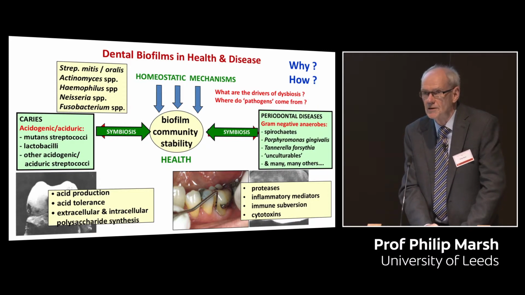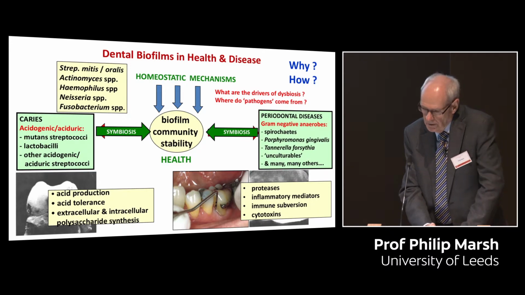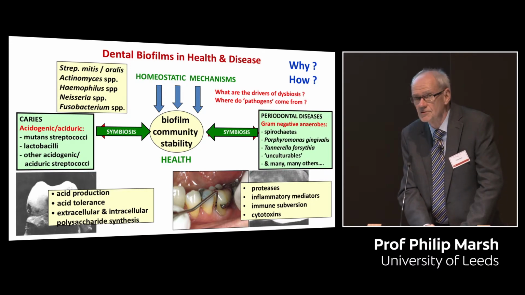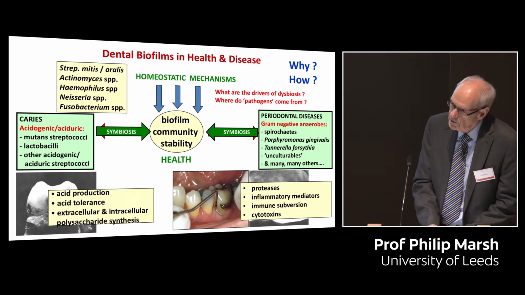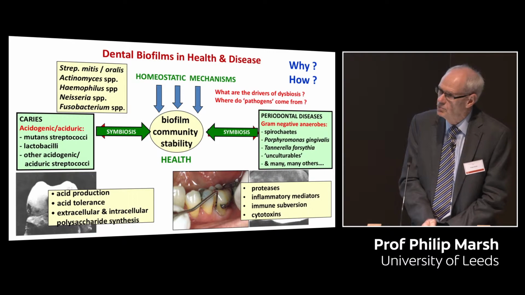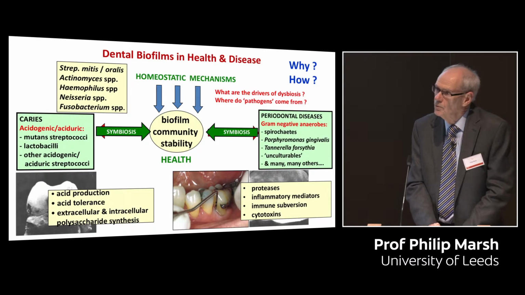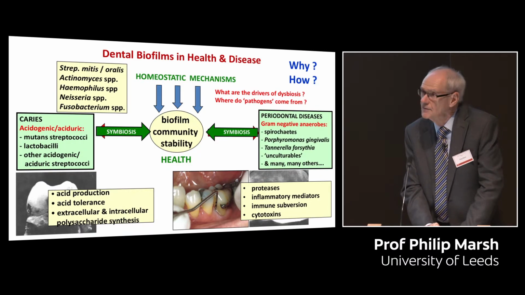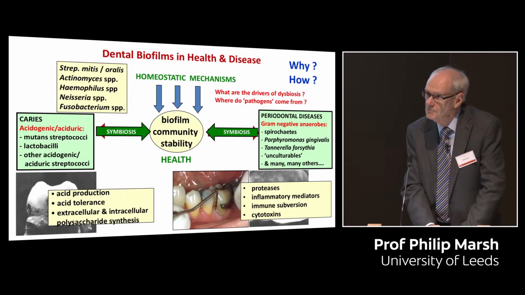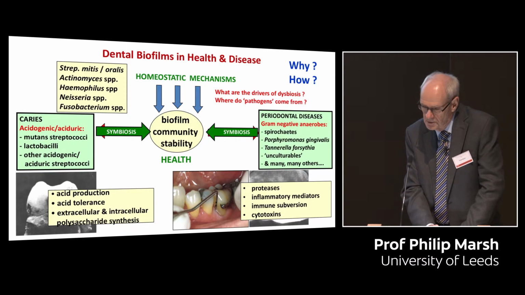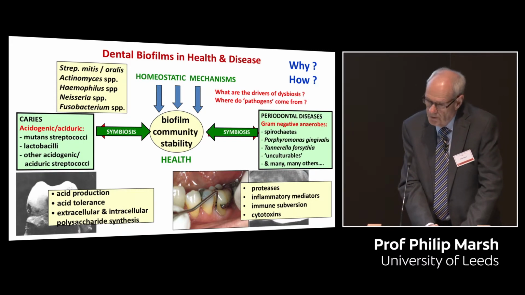So we have an exaggerated inflammatory response, and they also produce cytokines that can damage the host cells. And the question is, we now know quite well the types of organisms we find in each disease, but what we are less clear about is what is driving these changes away from a symbiotic relationship with these organisms to a dysbiotic one. And indeed, where do the pathogens come from?